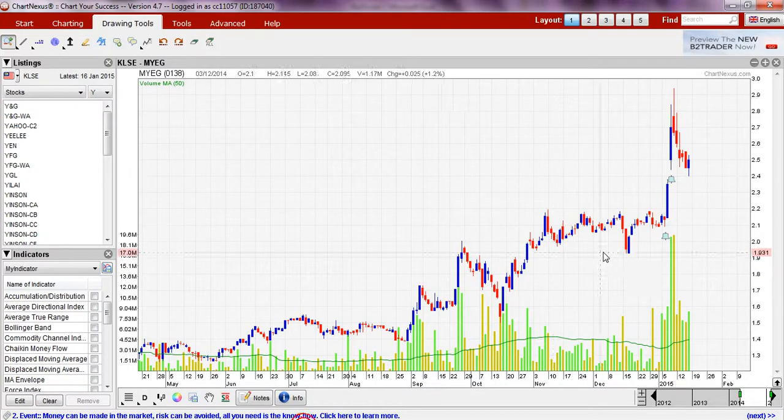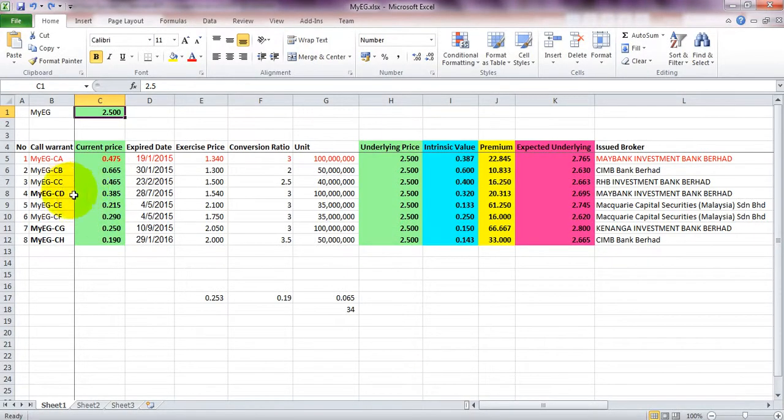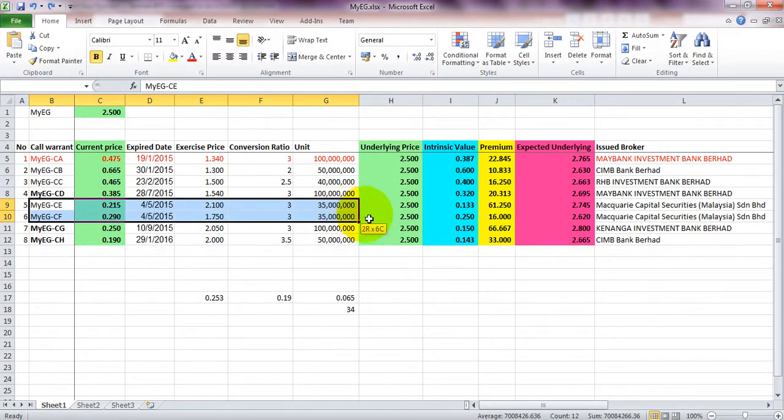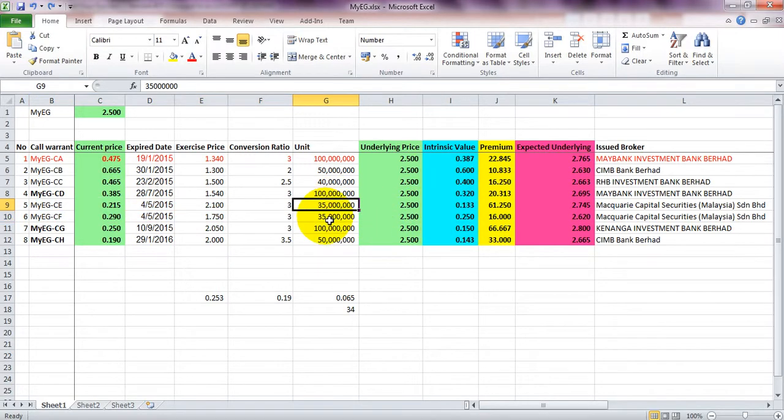For the time being, just wait for the confirmations over here. If it's ready to rebound, it's time for you to get in, either this or this. For this one, the period is too short and the unit is too little, so it very much depends on what you would think about.